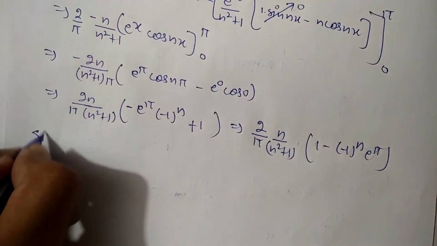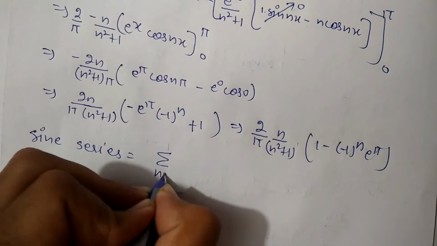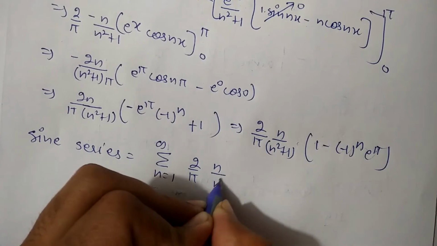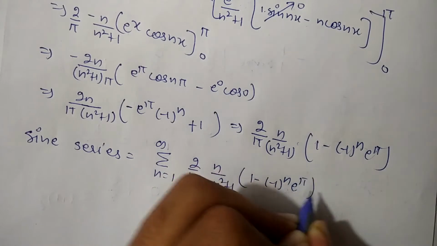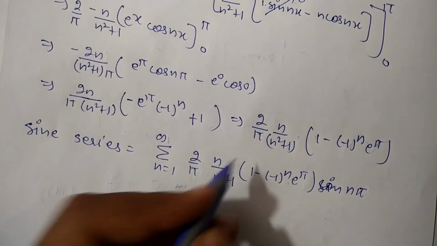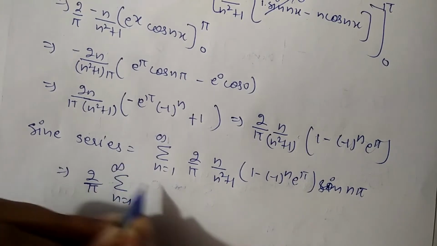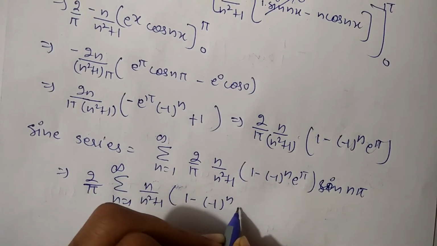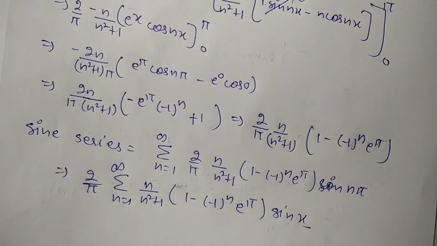Now putting it in the formula, that is the sine series. So the sine series will become summation n from 1 to infinity bn sin nx, and bn is 2 by pi n divided by (n square plus 1) into (1 minus (minus 1)^n e^pi). So this will be the required sine series, and 2 by pi I can take outside common: 2 by pi summation n from 1 to infinity n divided by (n square plus 1) into (1 minus (minus 1)^n e^pi) and sin nx. So this is the required answer for the sine series.